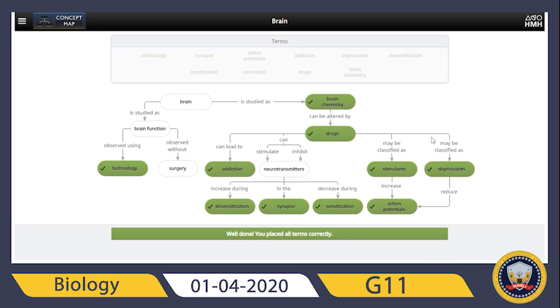Check. Now it's correct. So, the brain is studied as brain chemistry, which is altered by drugs. The drugs can lead to addiction, can stimulate or inhibit neurotransmitters. Neurotransmitters increase during desensitization in the synapse, decrease during sensitization, while the drugs may be classified as stimulants or depressants. The depressants reduce action potential, while stimulants increase action potential. This concludes the brain game.